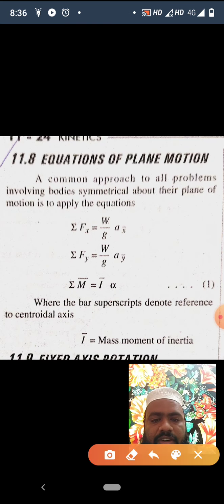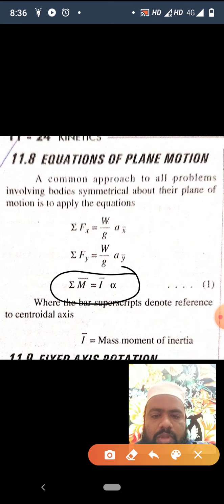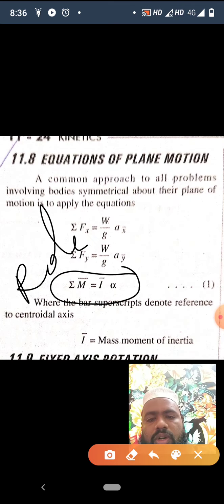So these two equations belong to linear, and this single equation belongs to rotary motion.